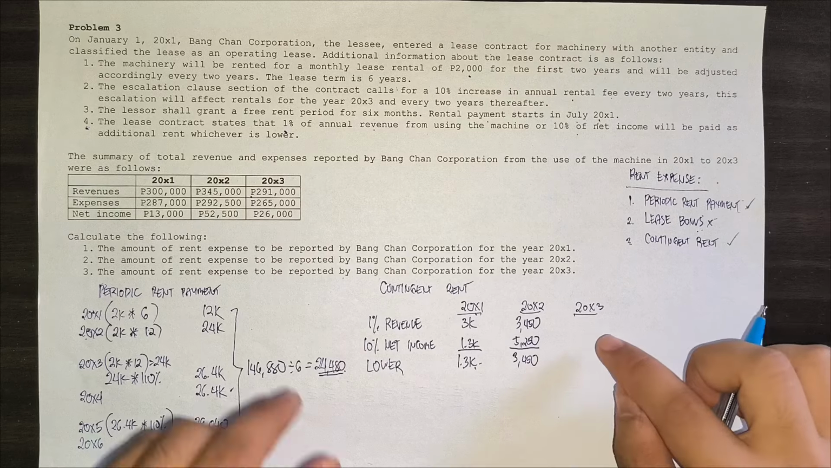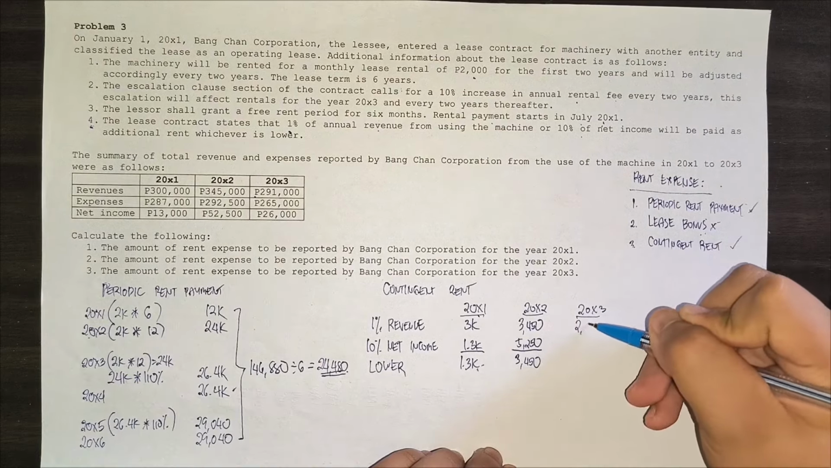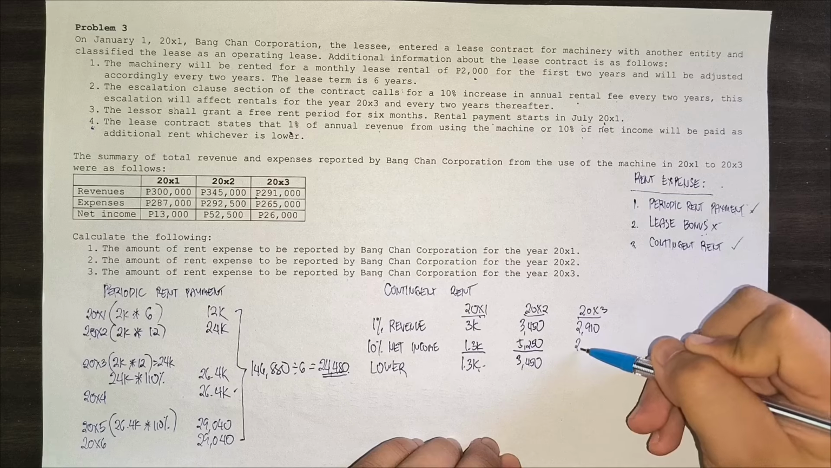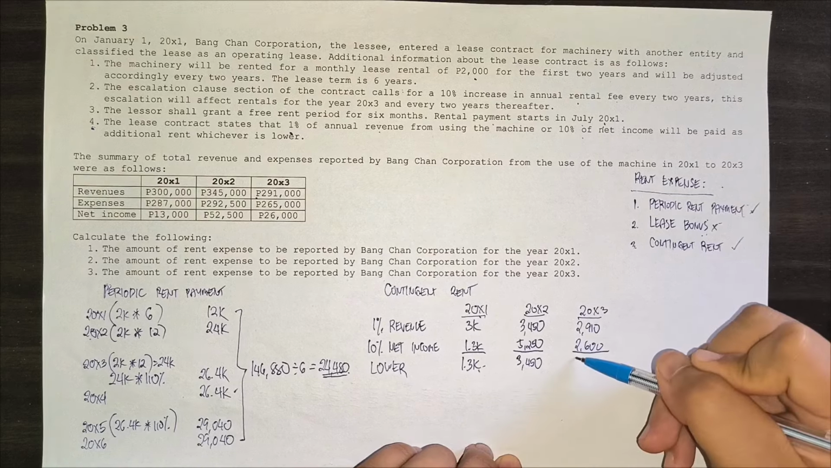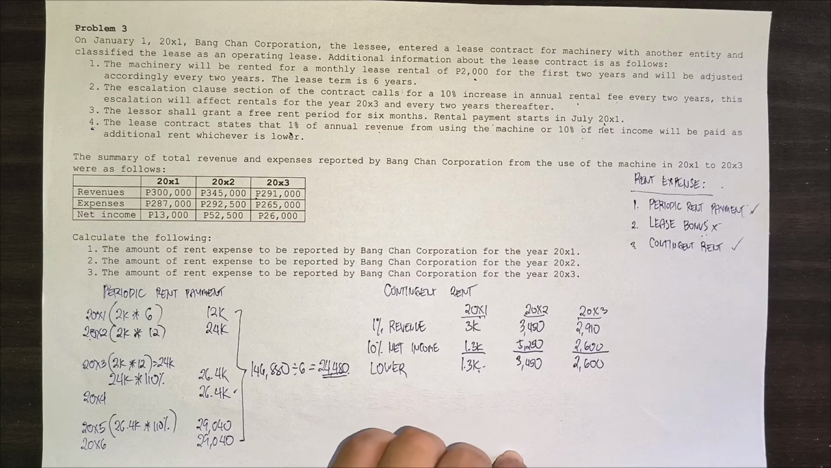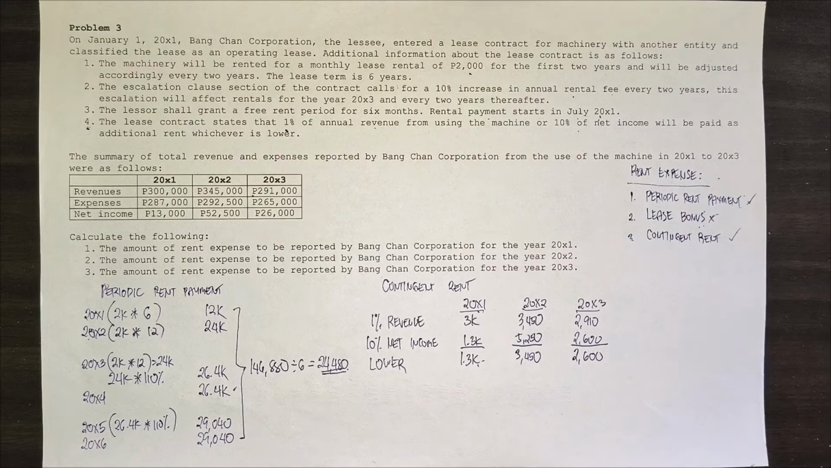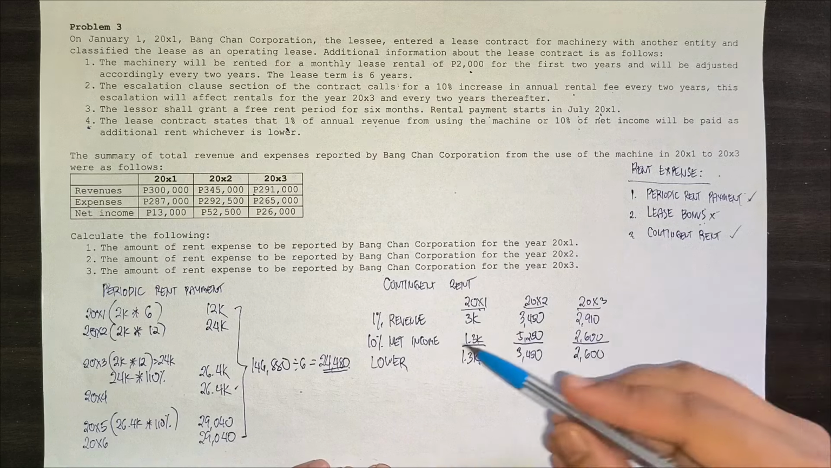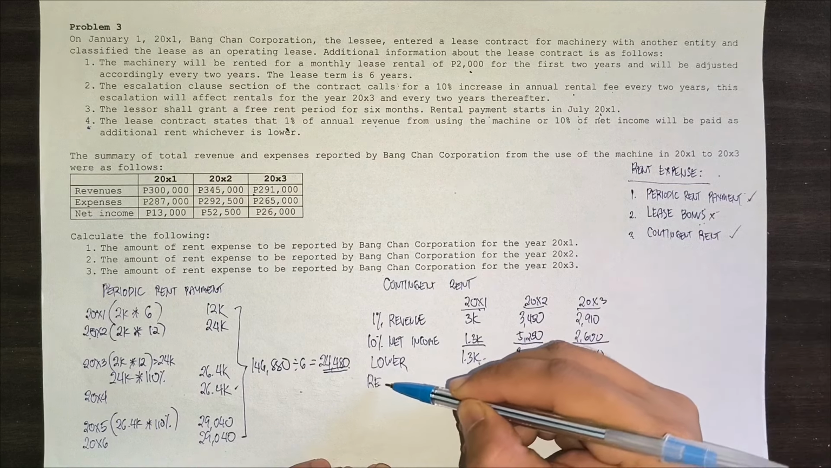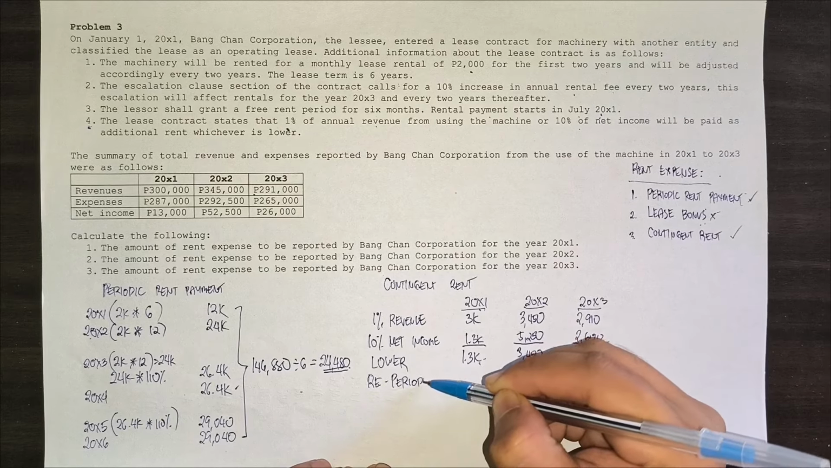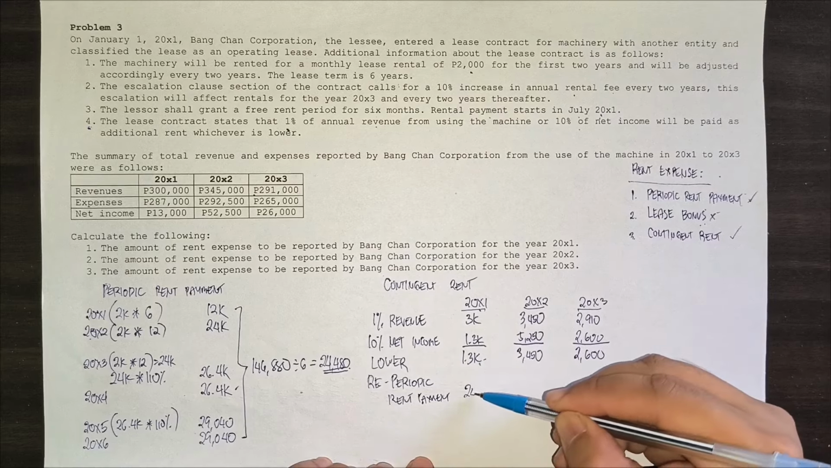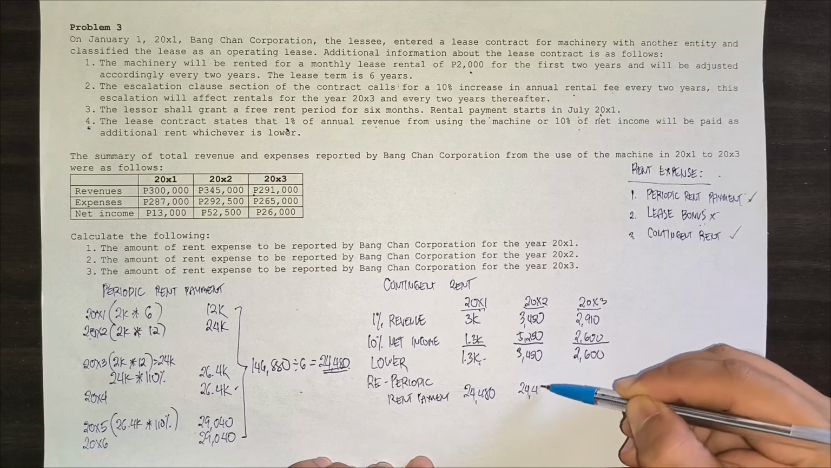And lastly, 20x3, 1% ng revenue, that's 2,910. And 10% ng net income, 2,600. So, this is your contingent rent for 20x3, 2,600. Yung mas mababa. So, nakuha na natin class yung contingent rent every year. So, para masagutan na natin itong tatlong questions na to, idagdag na lang natin dyan yung rent expense from periodic rent payment na 24,480.